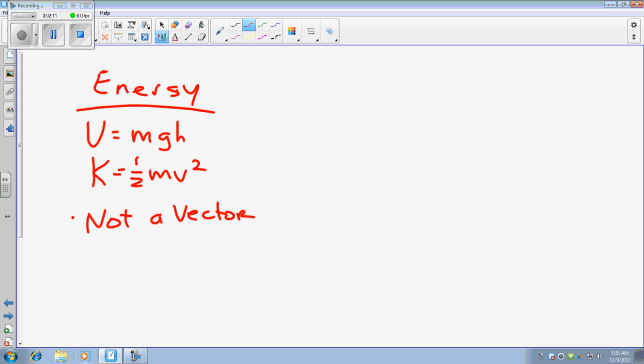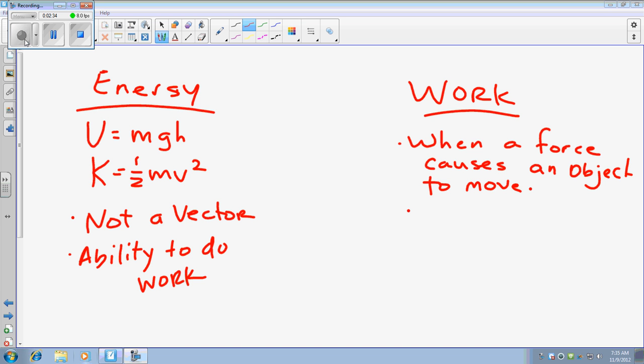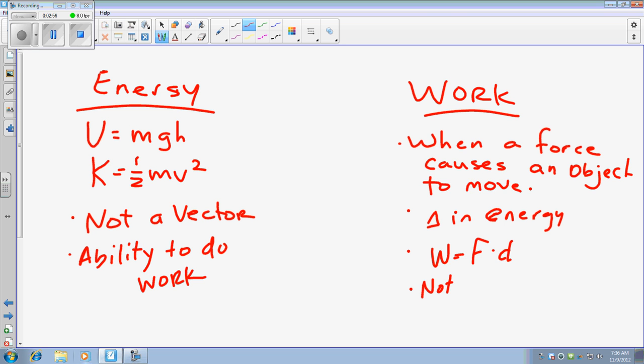Well, that brings us to work. Work is really going to be when a force makes an object move. So remember we said that energy is the ability to do work, and work is going to be when a force makes an object move. Some people also think about work as a change in energy. So if I have a change in energy, I know that work is being done. Work is going to be force times distance, and this also is not a vector quantity.